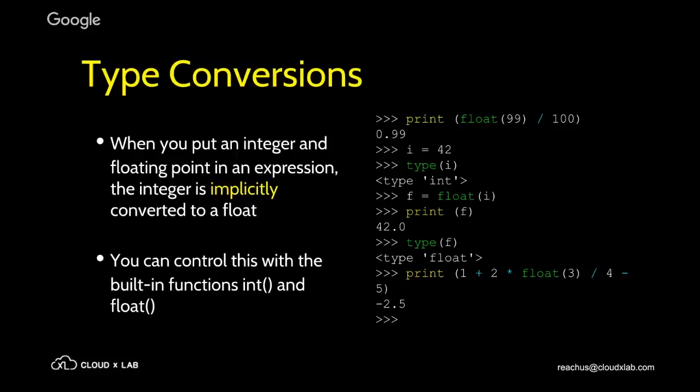We can put an integer and a floating point in an expression. The integer is implicitly converted into a float, right? The way we just added a number with a float, the integer automatically got converted into a float. We can also explicitly convert the data types using functions like int and float.